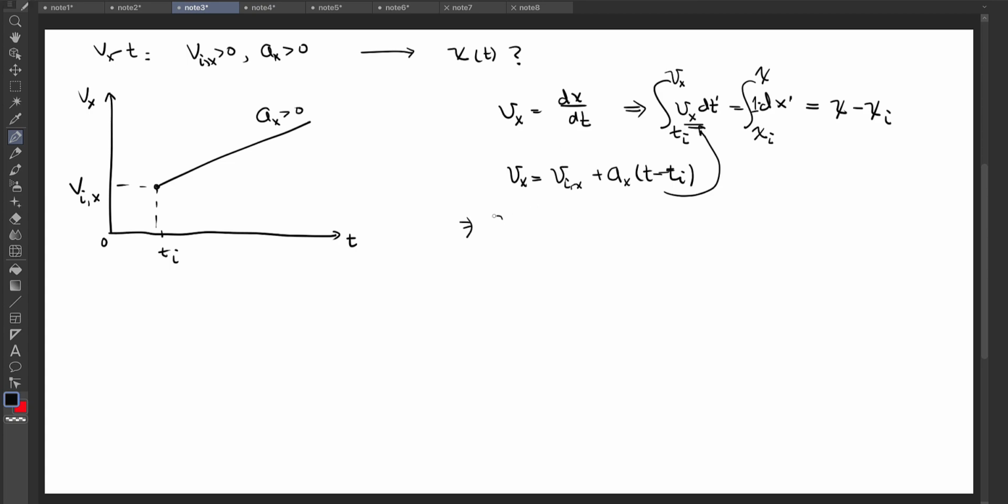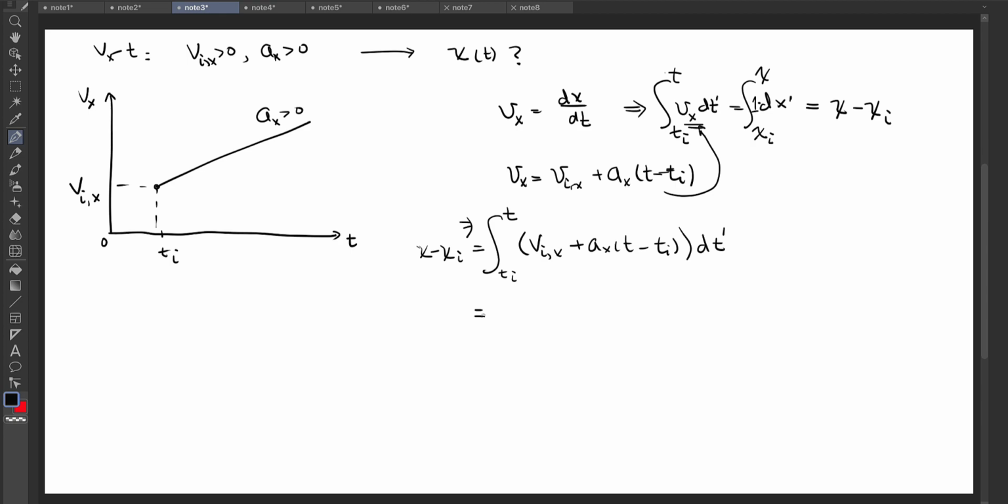Let's see. Excuse me, that was a mistake. Besides not Vx, it's actually t. That's t, okay? And then Vx here is replaced by Vix plus Ax t minus ti. And then we have an integral dt prime. Okay, and also for consistency, let's move x minus xi to the left side so that all the writings will be on the right side.